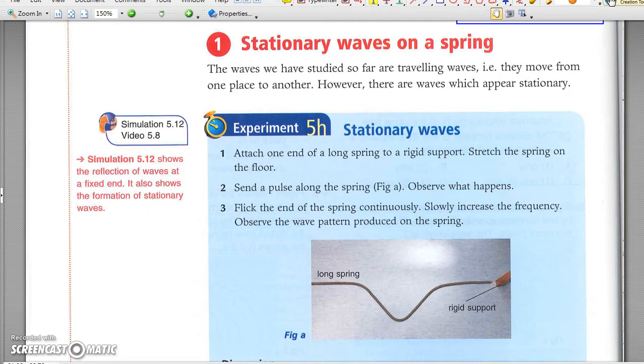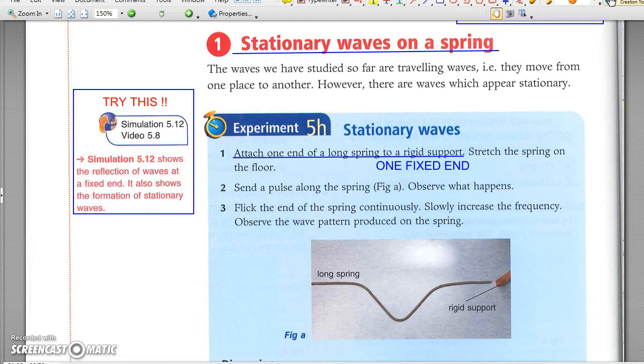Traveling waves travel from one place to another. Stationary waves only set up vibration, but the vibration does not travel. Let's take a look at the following video to see how stationary waves are produced. Experiment 5H. Stationary waves.